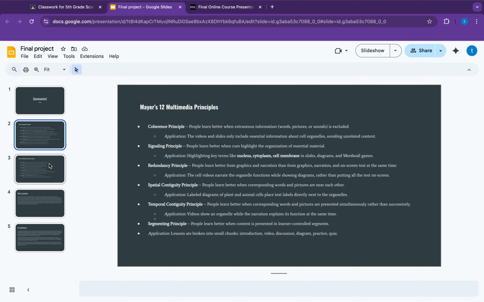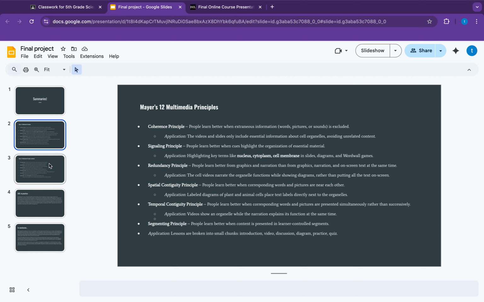Next is the signaling principle. People learn better with cues highlighting organization of essential material. I made sure to highlight keywords like nucleus, cytoplasm, and cell membrane. Certain definitions, just anything that keyed in. Only pick one option. You don't have to do two.